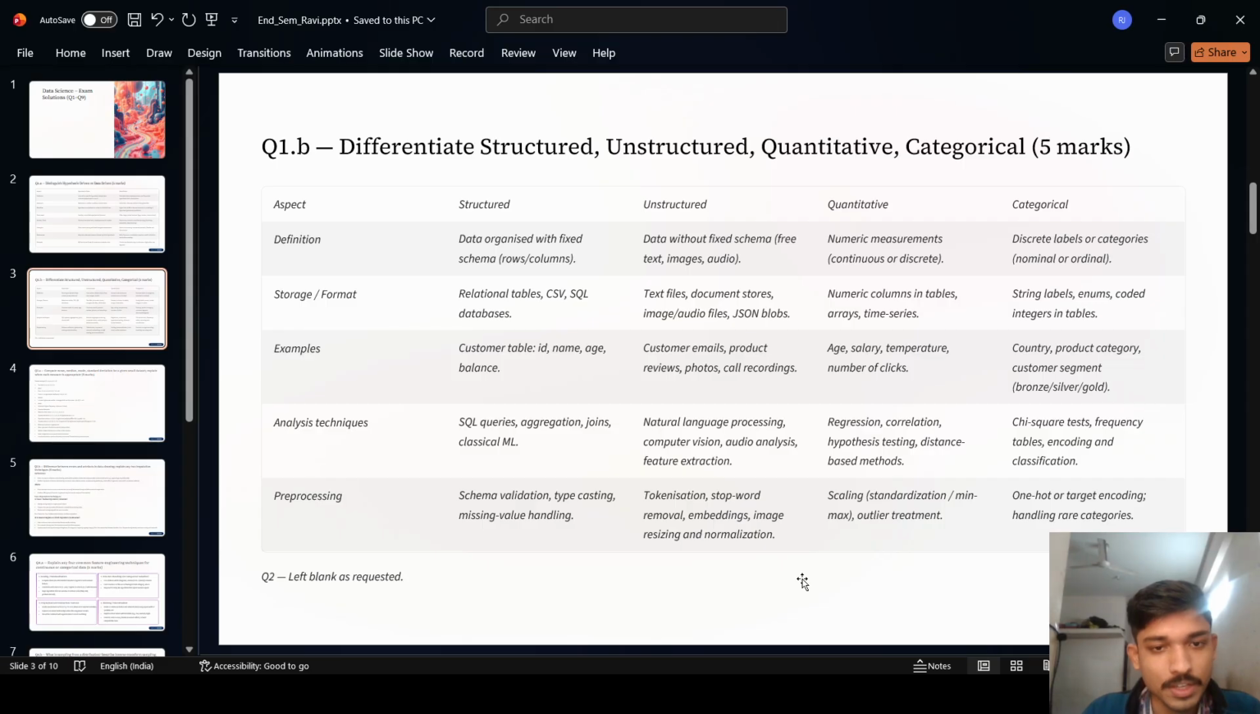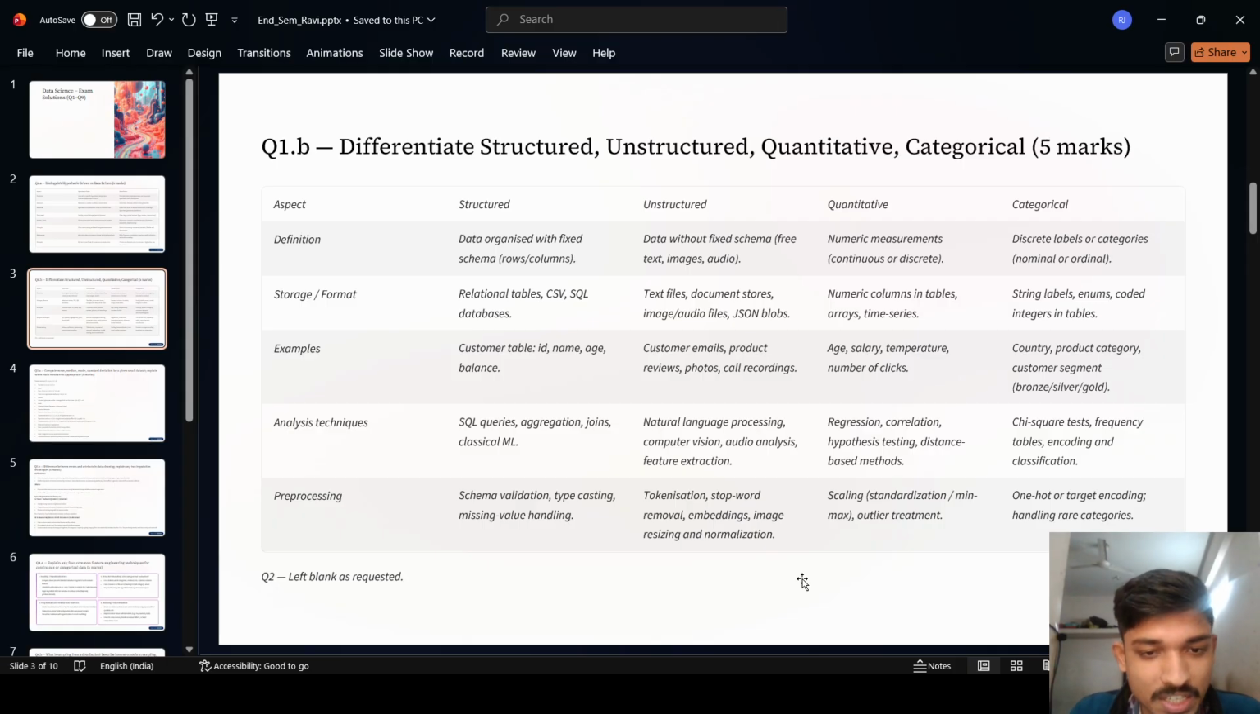Analysis techniques. Structured data is analyzed using SQL queries, aggregation, joins, classical machine learning models. Unstructured data is analyzed using natural language processing, computer vision, audio analysis, and feature extraction. Quantitative data is analyzed using regression, correlation, hypothesis testing, distance based methods. And categorical data is analyzed using chi-square tests, frequency tables, encoding, and classification.